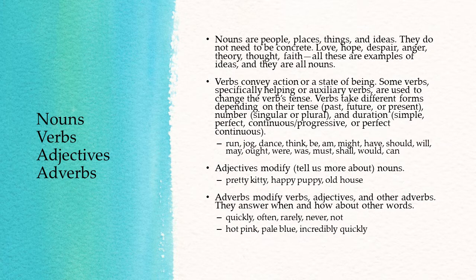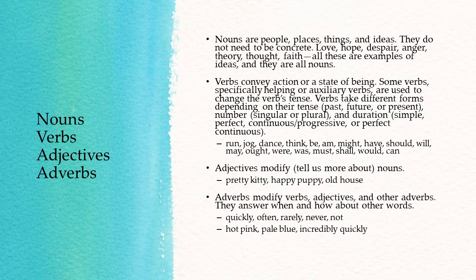Adjectives are words that modify or tell us more about nouns. Pretty kitty. Pretty tells us more about the kitty. Happy puppy. Happy tells us more about the puppy. Old house. Old tells us more about the house.